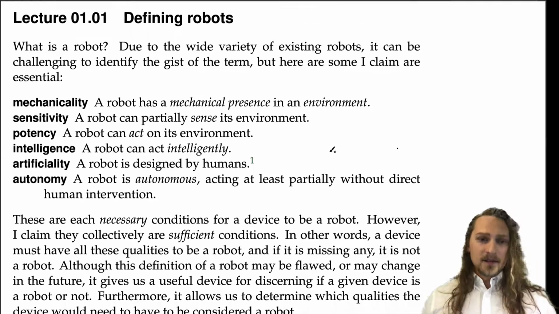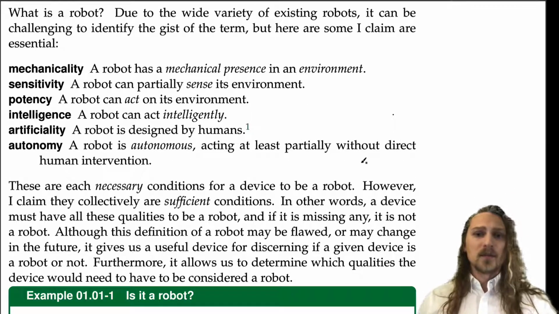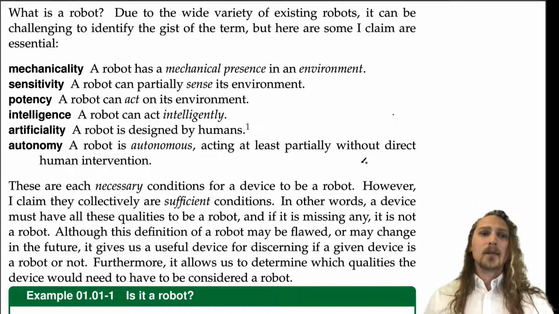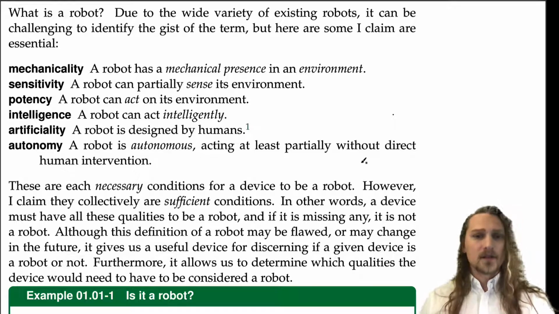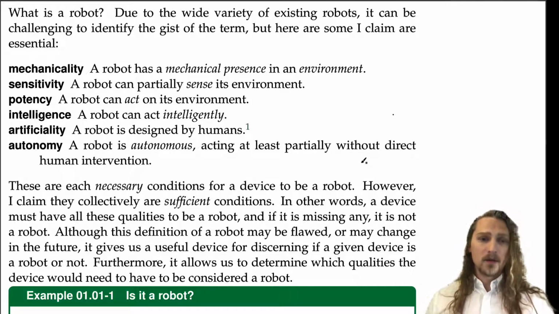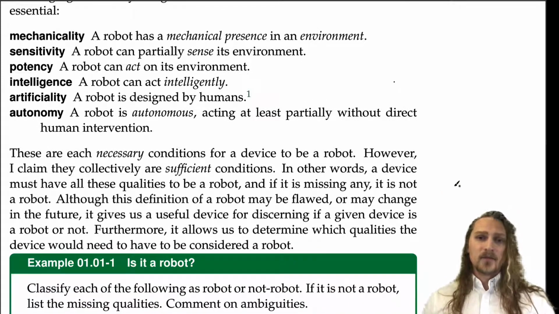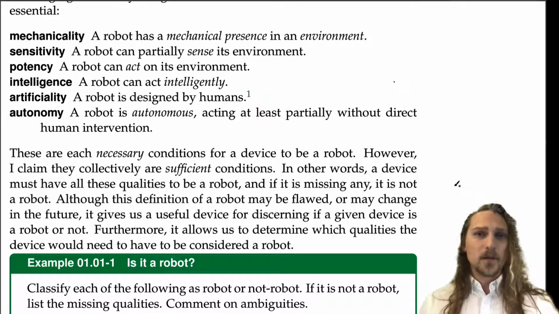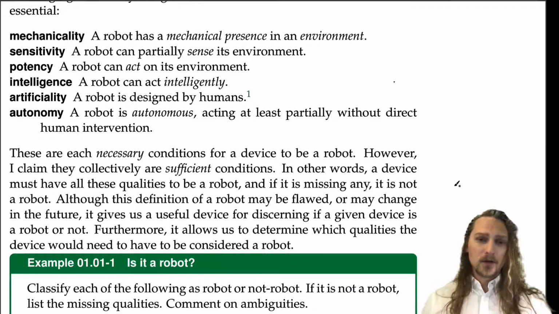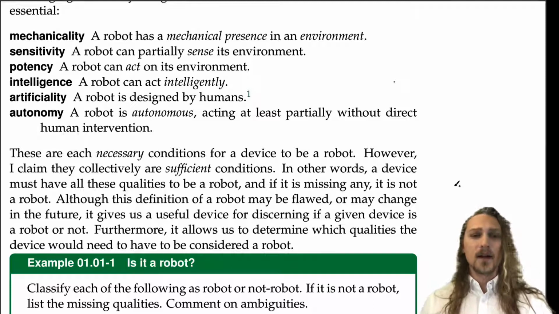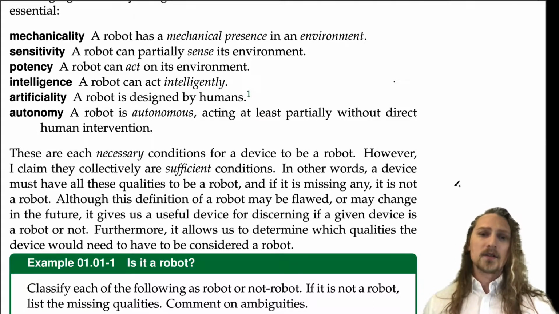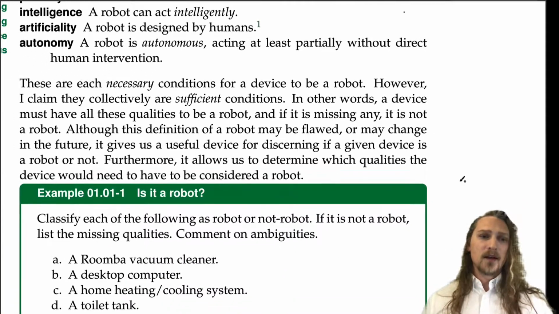These are necessary conditions for a device to be a robot. However, I claim they are collectively sufficient conditions. In other words, a device must have all these qualities to be a robot, and if it is missing any, it is not a robot. Although this definition of a robot may be flawed or may change in the future, it gives us a useful device for discerning if a given device is a robot or not. Furthermore, it allows us to determine which qualities the device would need to have to be considered a robot.